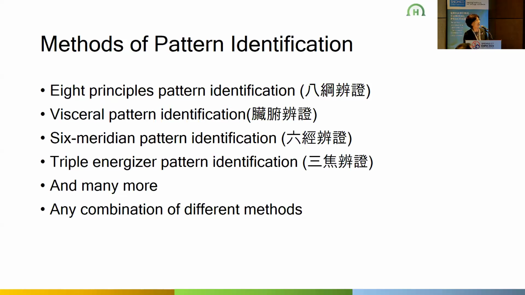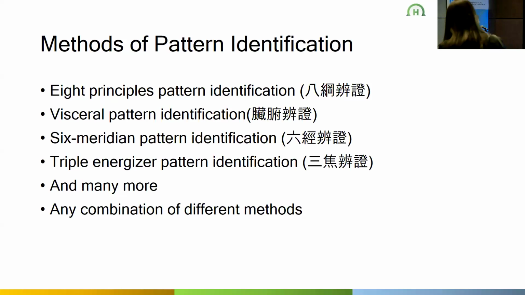There is a visceral pattern identification. I think those two are most widely used methods. And then there are a few more. So they can use one of them, or they can use combined methods, so it could be 3 of them being used at one time and one just used one time, right?